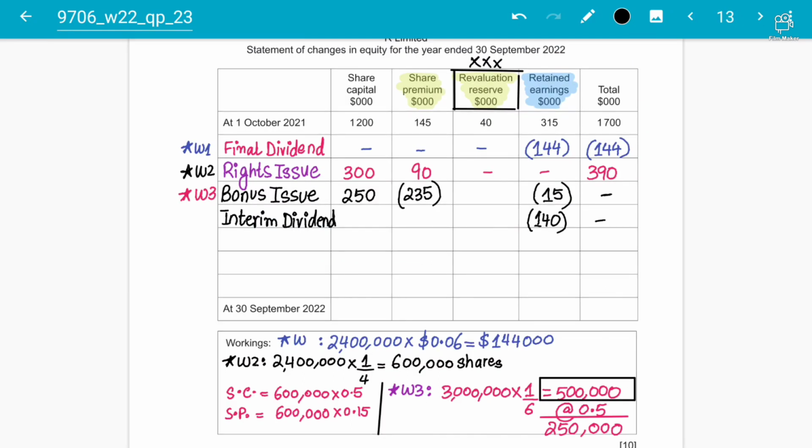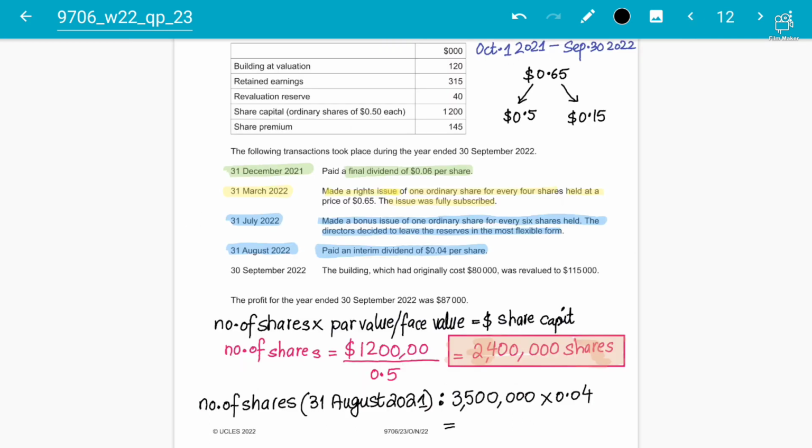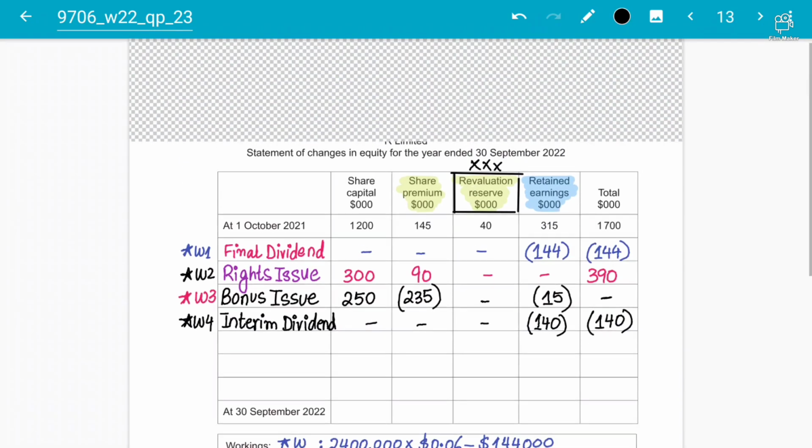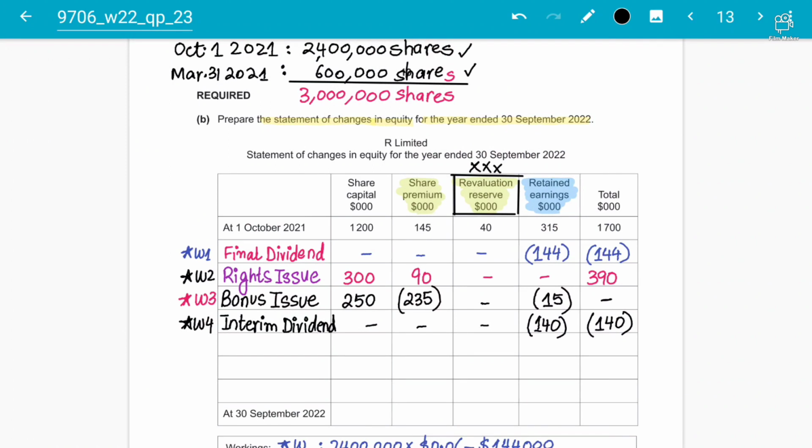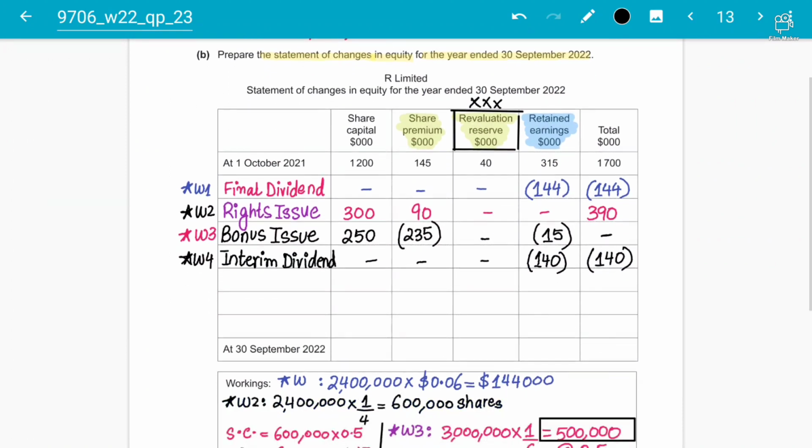Okay, again this will be nil, the remaining balances will be nil, and the total will have an impact that 140,000 interim dividend is being subtracted. So this was working number 4. Let's show it here that working number 4 was done here. Show as many workings as possible, students. Okay, hope everyone got where I got 3,500,000 from. 2,400,000 at the start of shares, 600,000 added, 500,000 added, so 3,500,000 shares.